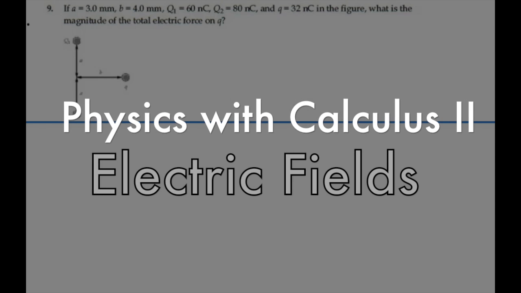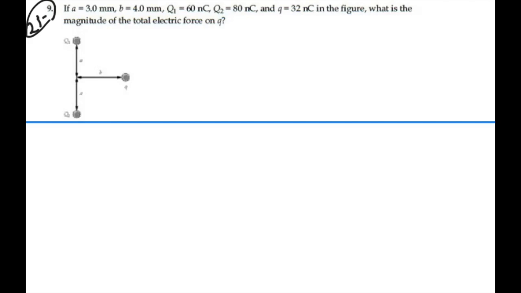Here's problem 23(9). If A is equal to 3 millimeters, B is equal to 4 millimeters, Q1 is equal to 60 nanocoulombs, Q2 is 80 nanocoulombs, and little q is 32 nanocoulombs in the figure, what is the magnitude of the total electric force on little q?